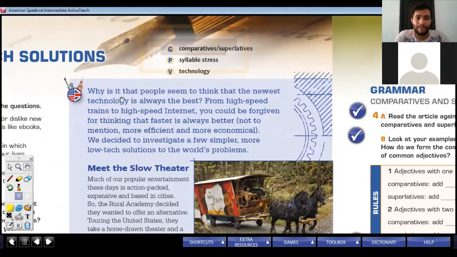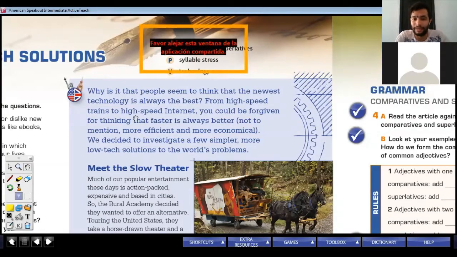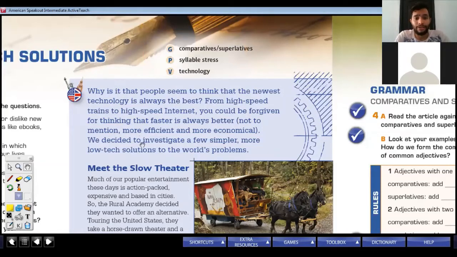Why is it that people seem to think that the newest technology is always the best? From high-speed trains to high-speed internet, you could be forgiven for thinking that faster is always better, not to mention more efficient and more economical. Now, we decided to investigate a few simpler, more low-tech solutions to the world's problems.